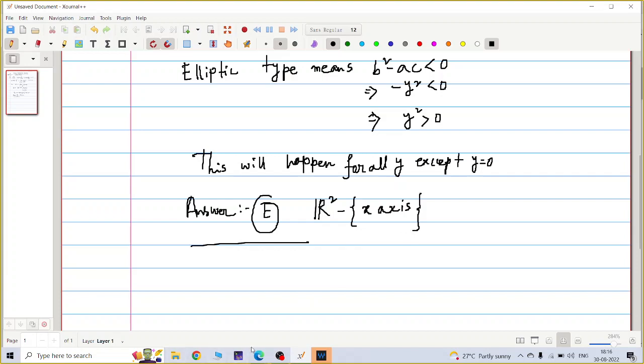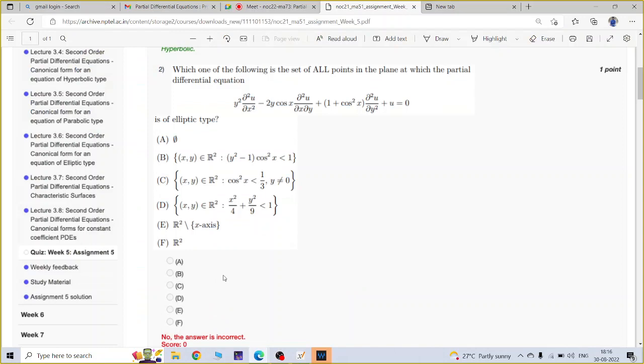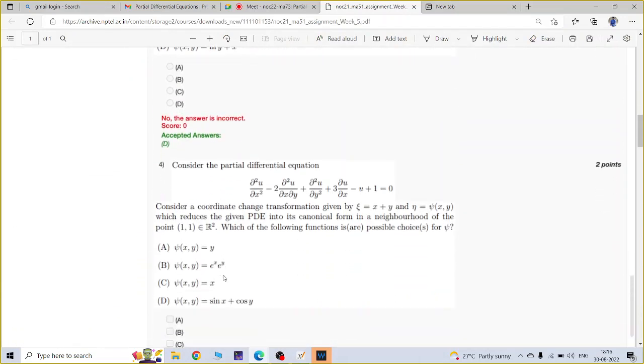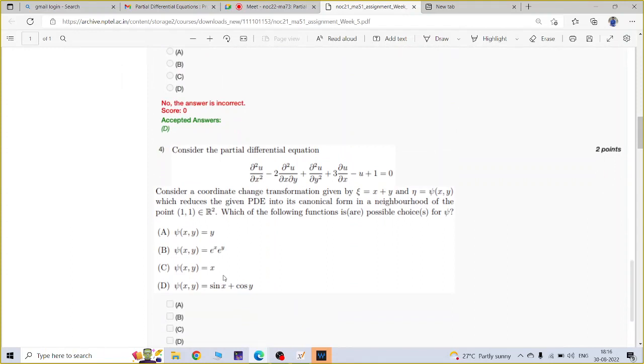Okay, fine. So I will move to the next question then. This is question number 4. Is it visible? Consider the partial differential equation. So first of all, you tell me, it is of which type?